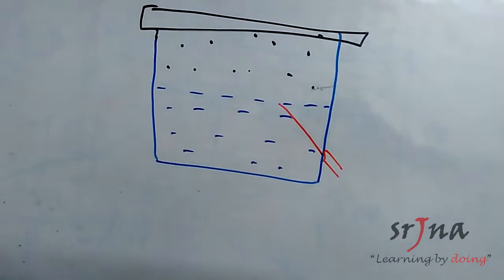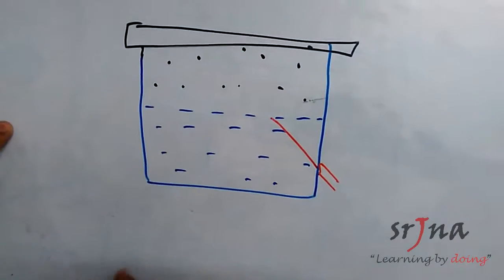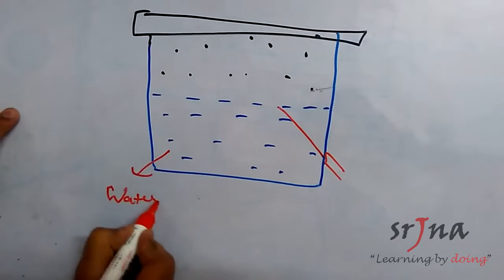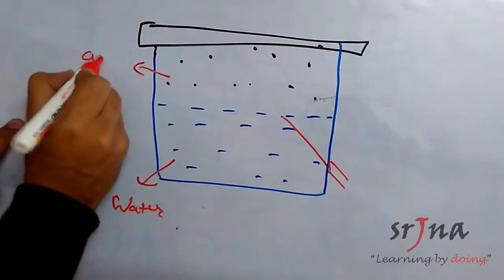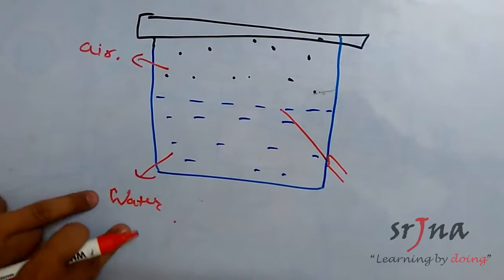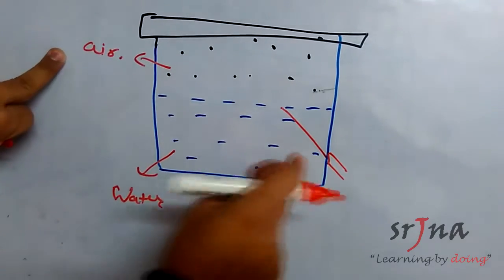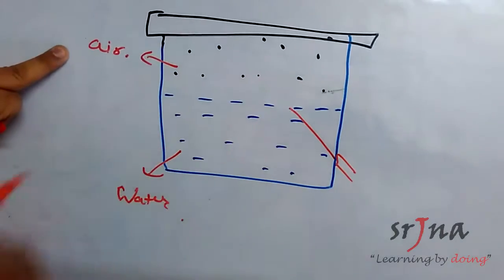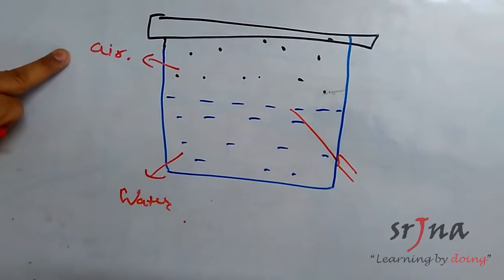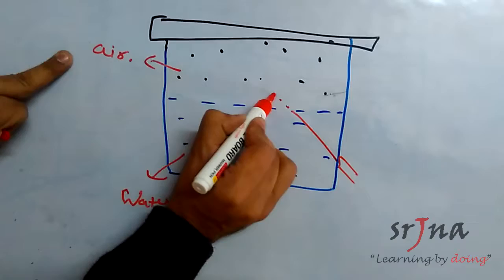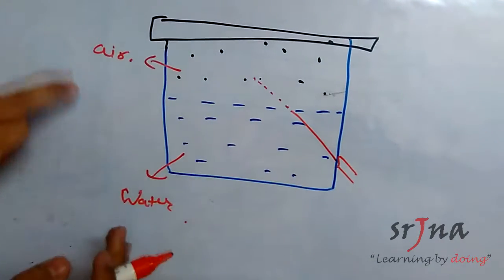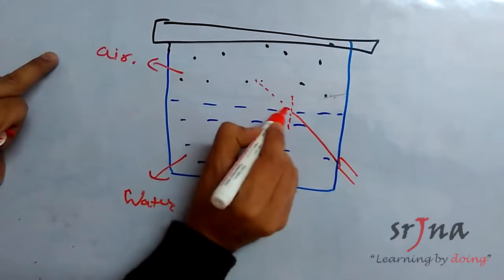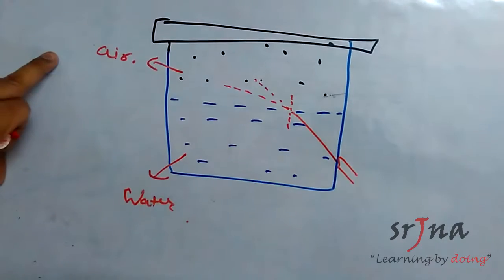So what was happening, let's recall from the earlier activities. What is this? This is water. And what is this? This is air. So this is a denser medium, this is a rarer medium. So whenever light passes from denser to rarer or vice versa, it must change its direction. Otherwise it would have gone in a straight line, but since it is going from a denser medium to a rarer medium, it will bend away from the normal, like this, correct?